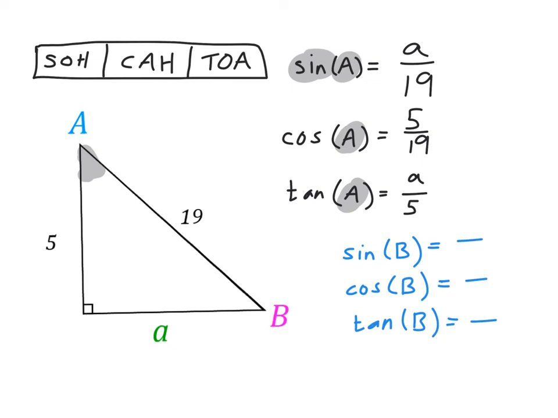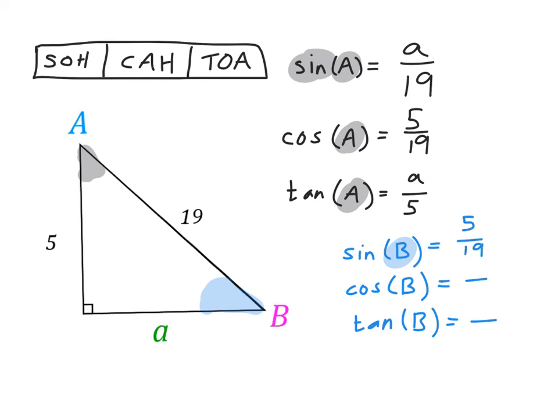Okay, let's go ahead and practice with a different reference angle. How about a reference angle of B? Okay, so the sine is going to be the opposite divided by hypotenuse. So what's my opposite over hypotenuse? So from a reference angle B, my opposite is 5, my hypotenuse is always 19. So that's going to be 5 over 19.